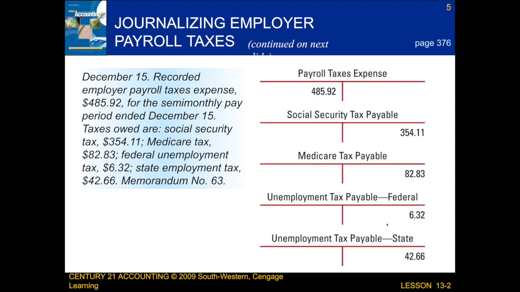All right. So these four numbers, when added together, should equal the payroll taxes expense amount, which is $485.92. In other words, these four credits, when added together, should equal this one debit.